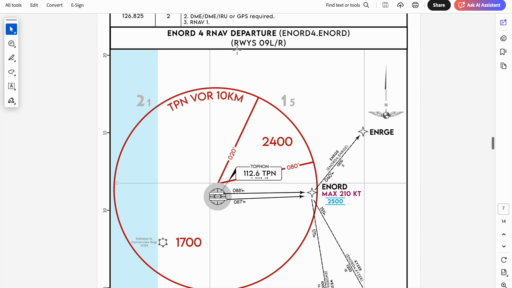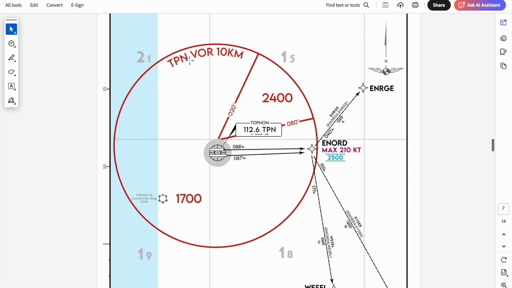This SID is active for runways 09 left and 09 right. So once you get the ATIS, as we did in our last video, you can say, okay, runways 09 left and 09 right are active. I'll file the ENORD-4 departure. If it was runways 27 right and 27 left, you would not be able to file this departure because it's not for those runways.